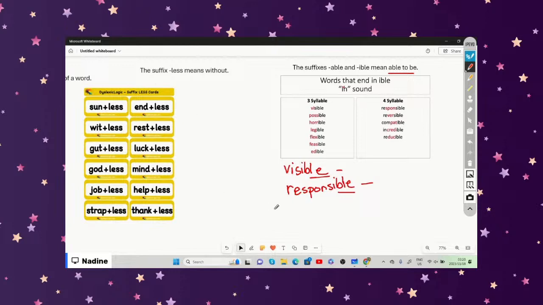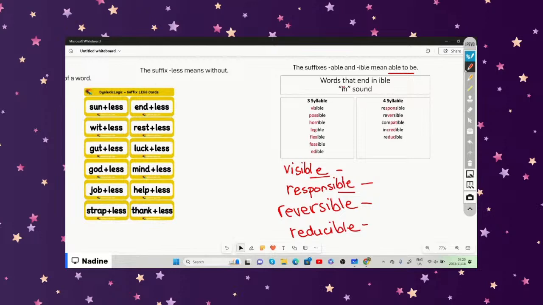If something is reversible, then you're able to reverse that thing, right? And if something is reducible, then you are able to, let's say, it's almost like a reduction, lessen it, right? And that is our three suffixes that we have just focused on now.